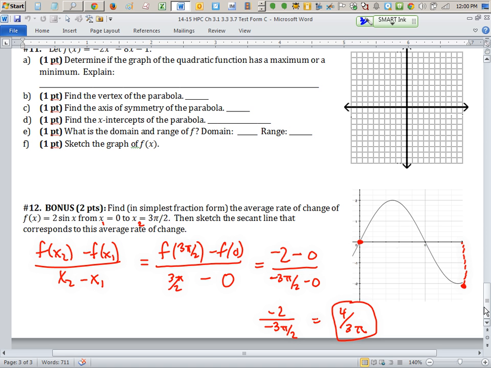Now I ask that you sketch a secant line that corresponds to this average rate of change. I just wanted you to go like that. That's all I wanted. Does anyone know what this number is?